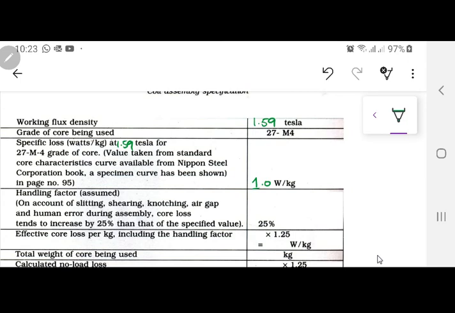Now, some factors here are on account of slitting, shearing, notching, air gap and human error. Whenever you are assembling or cutting these sheets for shape A, B or C, you are going to have stresses, and those edges are not going to be sharp. So when you connect shape A with shape C supposedly, if there is a small air gap, the reluctance will actually increase.